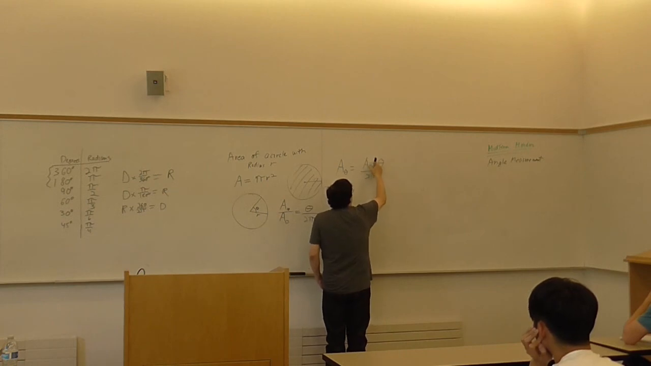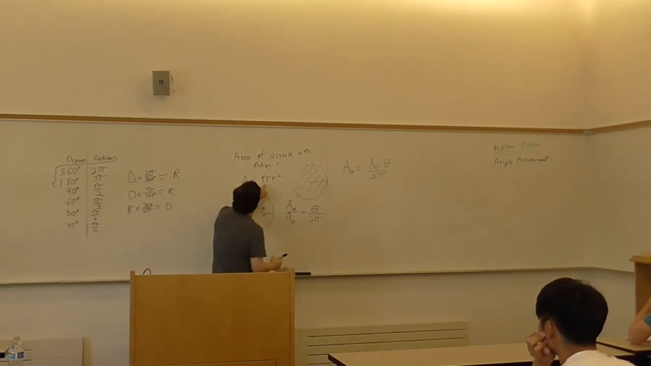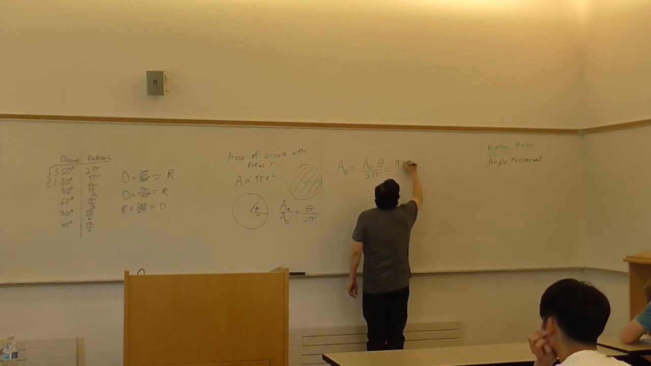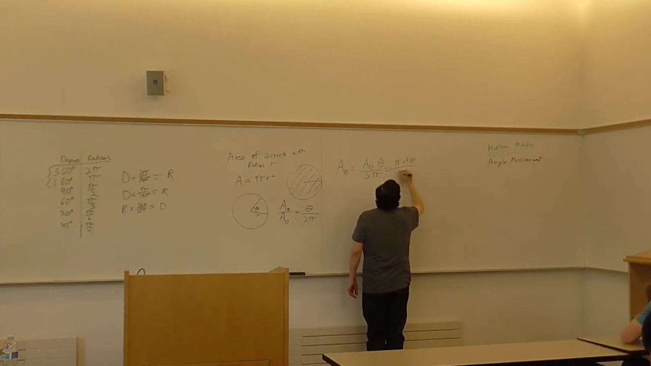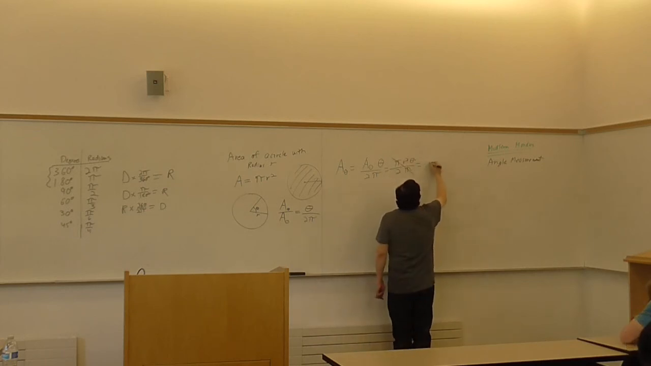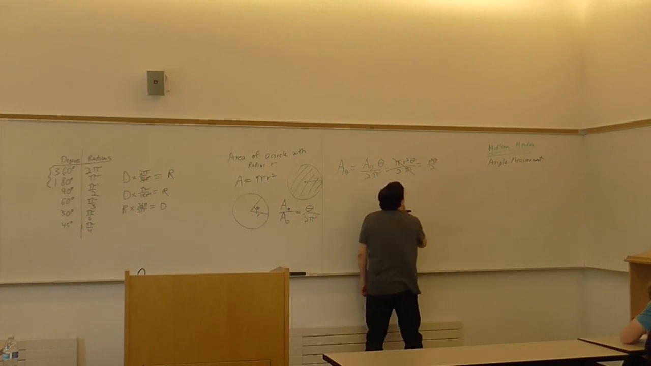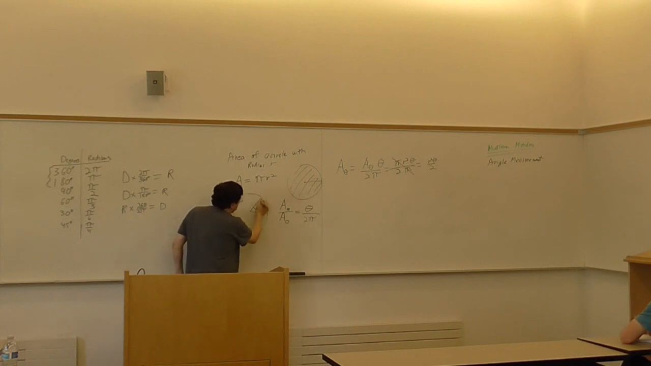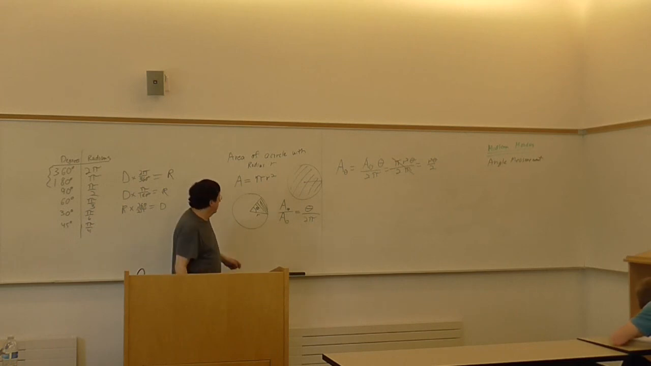But what's the area of my circle? That's pi r squared. So pi r squared theta over 2 pi. The pi's are going to drop out, and I'm just going to get r squared theta over 2. So that's the area of the sector of angular measure theta in radians and the radius r.